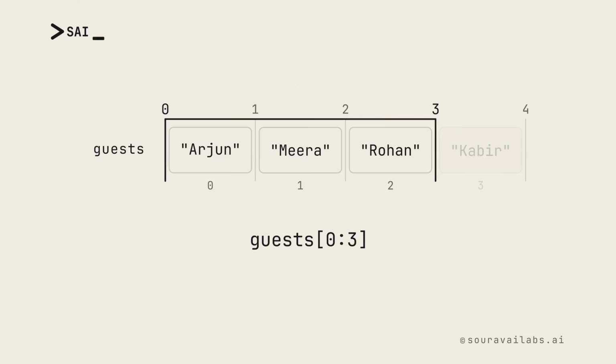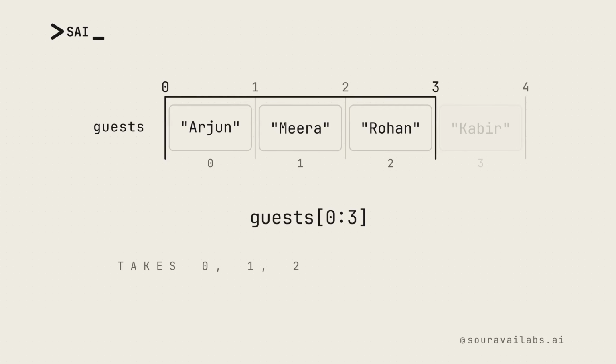Now the part that catches everyone. The second number is where the slice stops, not what it takes. [0:3] gives you slots 0, 1 and 2. 3 is where it stops, so slot 3 is left behind.